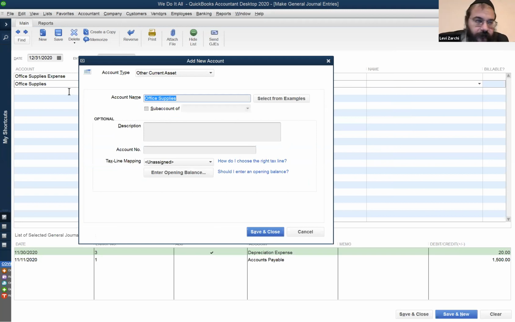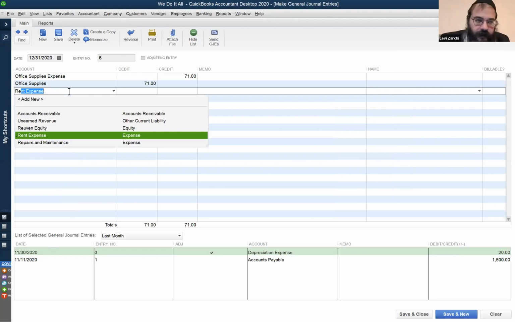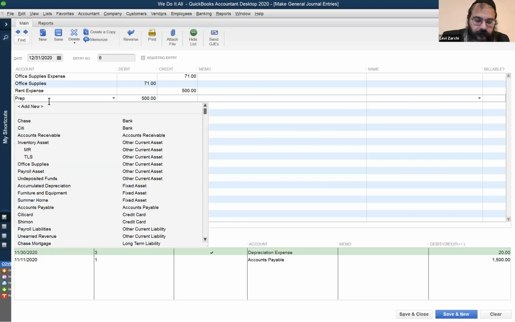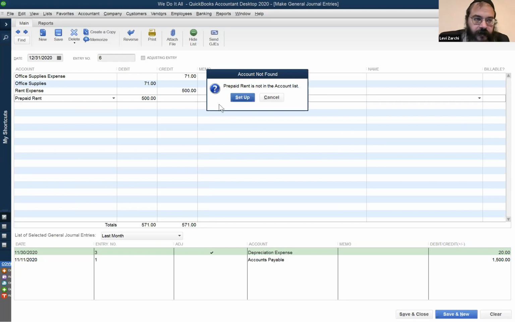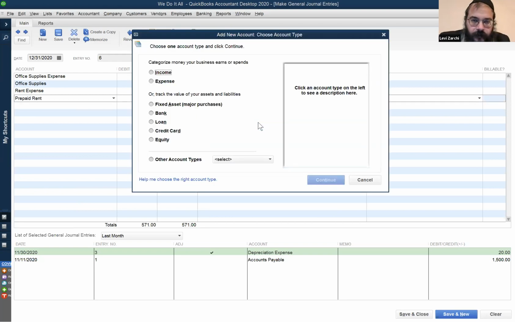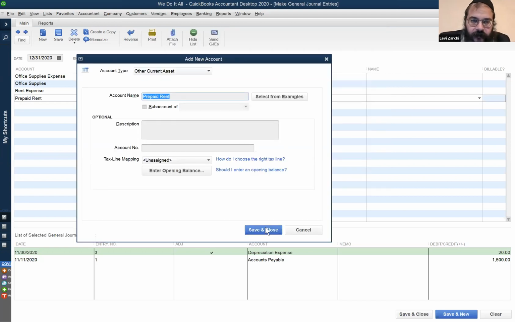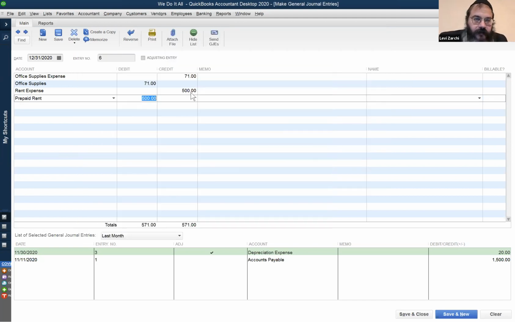And then we're going to do also the rent expense. I'm going to take $500 because $500 would be prepaid rent. Prepaid rent. And this is going to be, again, another current asset, prepaid expenses. So I have here save and close. So I have the $71 credit. I'm taking away expense of $71. I'm taking away an expense of $500, and I'm putting them into two assets.